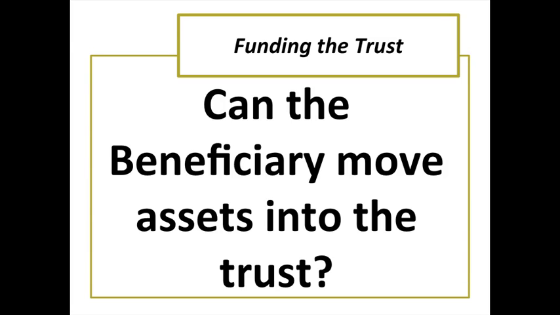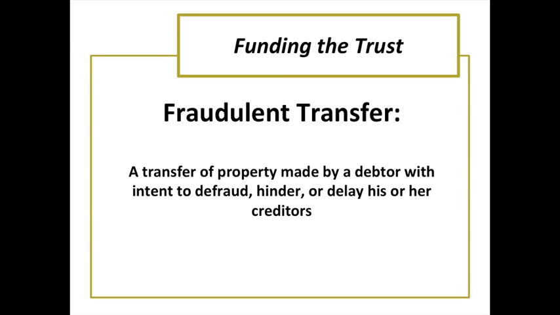Other area we got to be aware of is the fraudulent transfer rules. And fraudulent transfer rules basically say if you make a transfer of property and your intent in transferring that property was to defraud, hinder, or delay your creditors, then your creditor can not only just go after you, but now they can go after the party that you transferred the assets to.